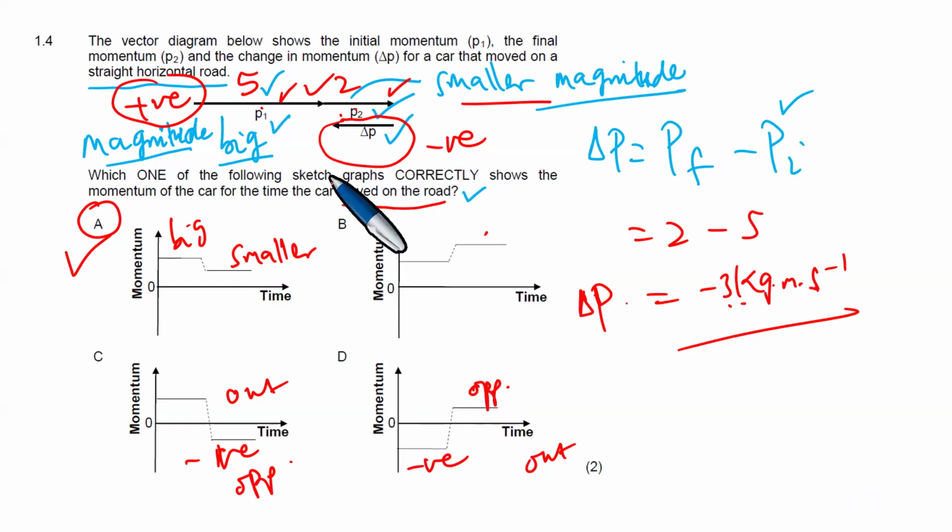Of course, the change was negative, but momentum P1 and momentum P2 were both in the same direction. So in terms of vectors, they must have the same sign. They must both be positive, or, of course, they could both be negative, but here both positive. Anyway, something for you to note there.